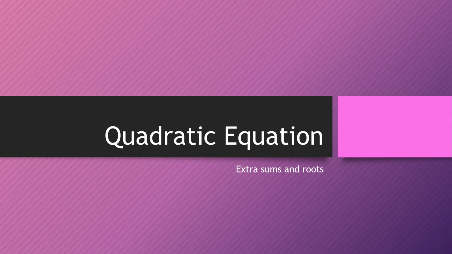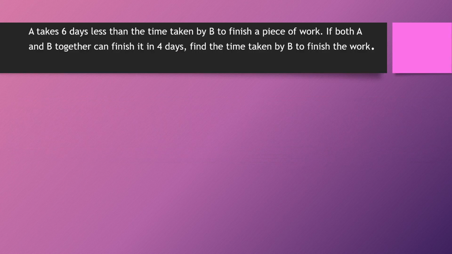Okay, let's start. It says that A takes 6 days less than B to finish a certain work. And if both A and B can together finish it in 4 days, find the time taken by B to finish the work. I'll just help you frame the equation. The rest will be your task, to solve that quadratic equation.